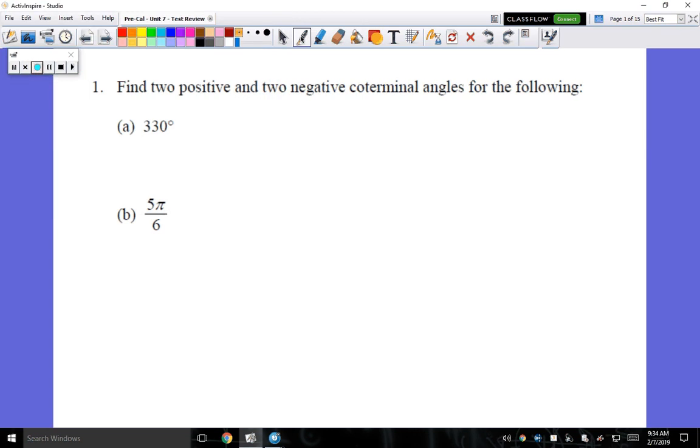Okay, so let's look at number 1. It says find two positive and two negative coterminal angles for the following. So if I'm wanting to find a positive and a negative, I can look at it like a number line where I want one to the right of 0 and one to the left of 0.